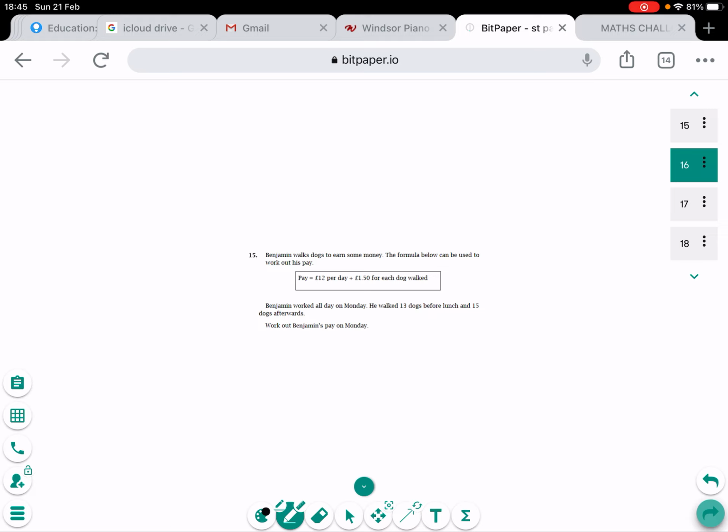Benjamin walks dogs to earn some money. The formula below can work out his pay. He worked all day on Monday. He walked 13 dogs, 18 dogs. So that becomes 28 dogs that he walked. So we times that by 1.5, and we add 12. An easy way to do this would be 14 times 3. So that we know is 42. So plus 12 equals 54. So £54. That's not bad.